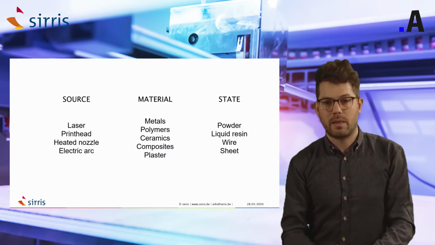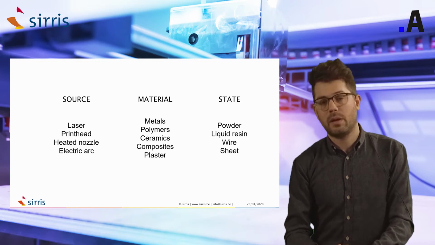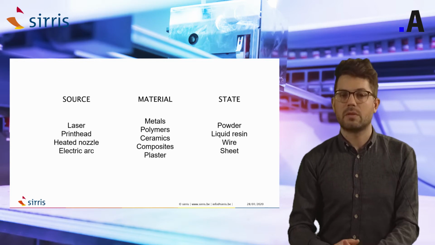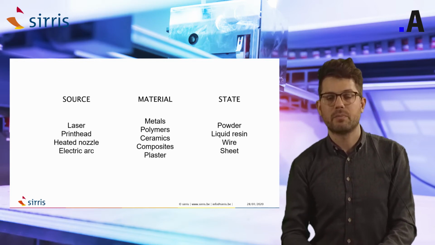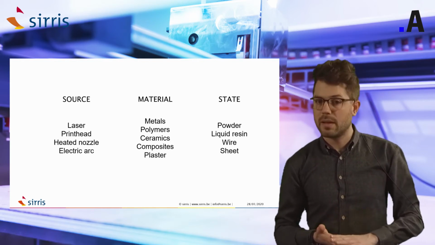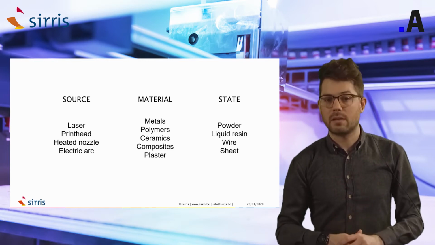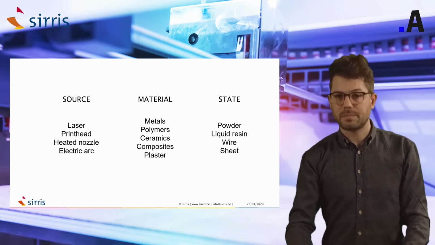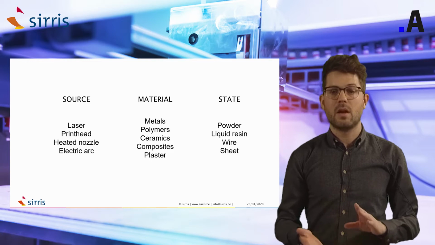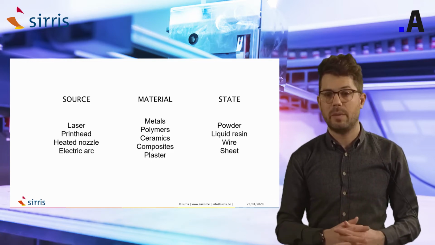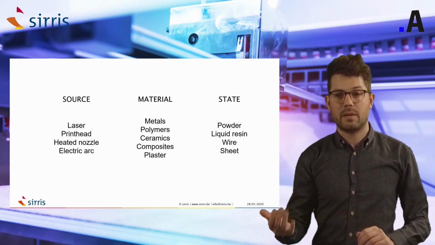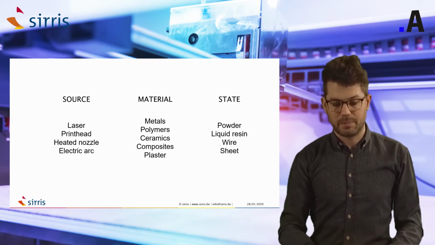If we start with the material itself and we look at the machines, we see that we can have different sources to manipulate the material. We can have laser sources, a printhead which is printing the material, a heated nozzle, an electric arc, and so on. And if we look at the materials, we can print metals, polymers, ceramics, composites, even plaster or paper. Those materials can be in a liquid state, a powder state, a wire state, or a sheet.